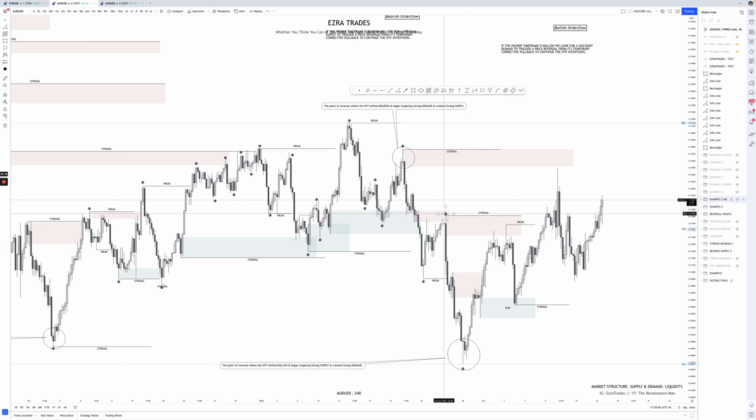Price comes in, taps, respects that supply, and breaks structure downside, taking out this weak level. Right? Here, what do we have? Price breaks structure downside. We get a little pullback in here. Price pauses and continues to the downside. Pause, pull back, continuation to the downside.